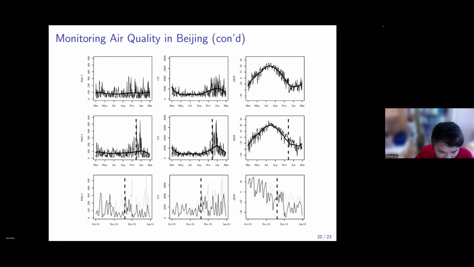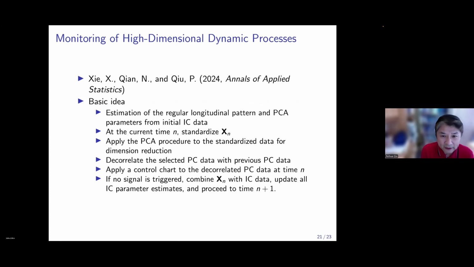You can see that the two years' data are very similar at the beginning, then start to deviate, for example, at the beginning of November. Then our signal is here. So our signal looks quite reasonable here. And that's the dynamic monitoring.